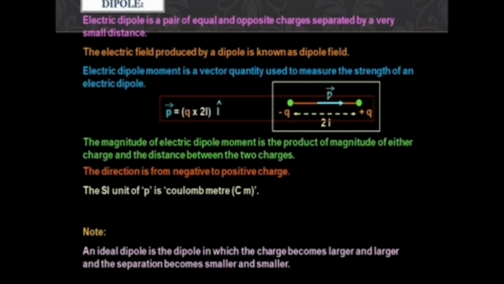அது எப்படி நம்ம டிஃபைன் பண்றோம் அப்படினா, see here, electric dipole is the two equal and opposite charges separated by a very small distance. Two equal and opposite charges are separated by a very small distance is called electric dipole. Equal means the same amount of charges. Opposite means positive and negative charges separated by a small distance. That is called electric dipole.